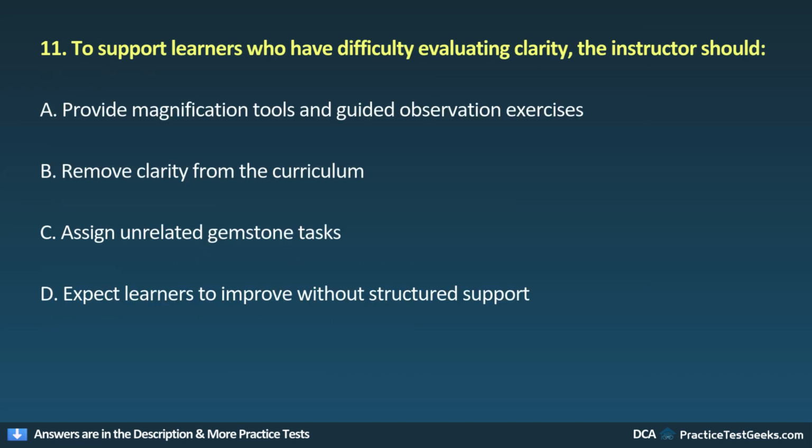11. To support learners who have difficulty evaluating clarity, the instructor should A. Provide magnification tools and guided observation exercises. B. Remove clarity from the curriculum. C. Assign unrelated Gemstone tasks. D. Expect learners to improve without structured support.